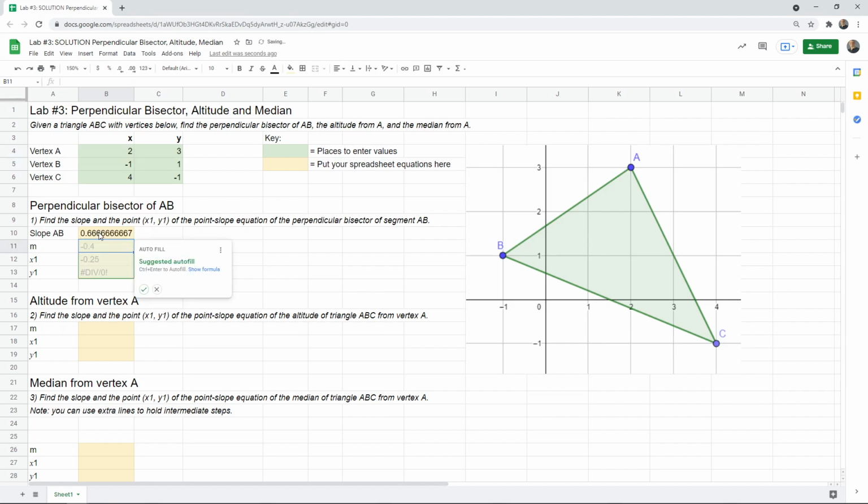So the slope of this is 2/3, and that looks right. It rises 2, runs 3. So I am happy to have an example just to check my calculations. If you didn't get 2/3, you know you did something wrong.